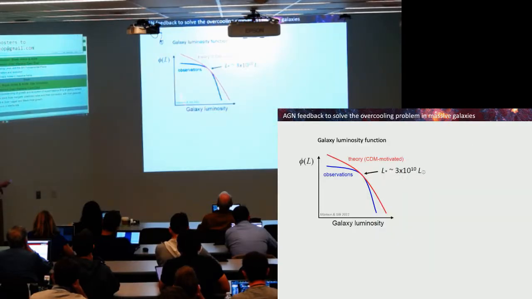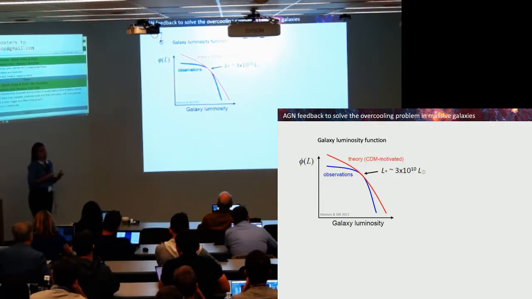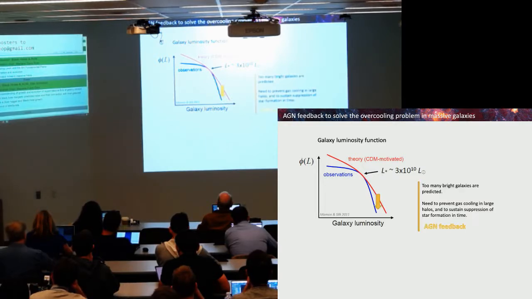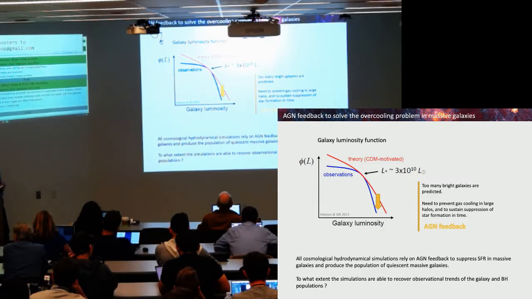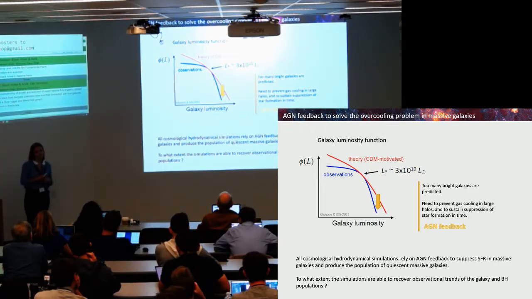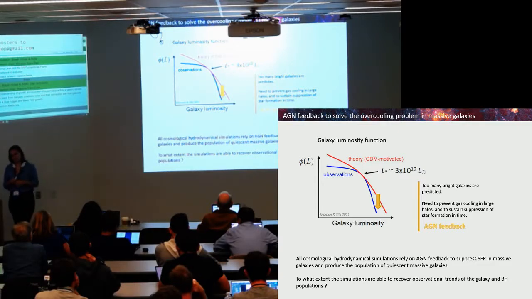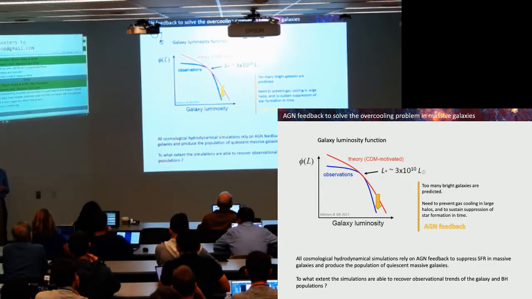We're all very familiar with this cartoon showing the galaxy luminosity function. The issue that we have is that we observe fewer bright galaxies than we were predicting. We believe that AGN feedback is responsible for that and is able to suppress star formation rate in time. So all cosmological simulations today rely on AGN feedback to suppress star formation rate in massive galaxies. The question we were interested in was to what extent the simulations, and particularly TNG, are able to produce galaxies in good agreement with observation.